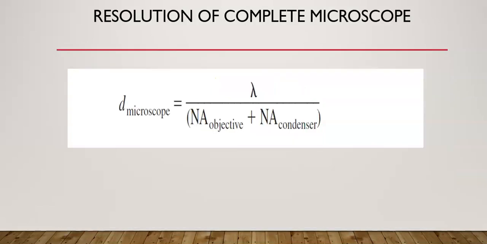Now when you speak about the resolution of a complete microscope, the resolution of a microscope depends upon the numerical aperture of its condenser as well as the objective. And this is very clear from this equation which you can see on the screen, describing the resolution of a complete microscope. D microscope equals the wavelength divided by the numerical aperture of the objective plus the numerical aperture of the condenser.